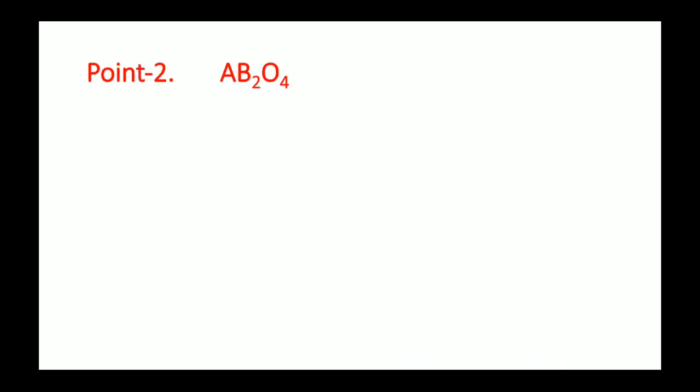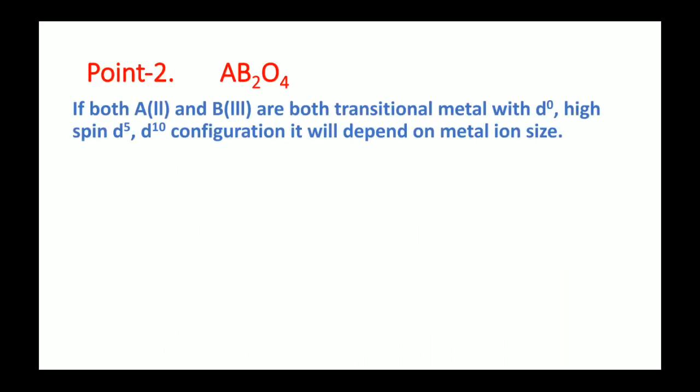And the point number 2 I want to say is that if both the metal ions, that means the metal 2+ and metal 3+, are transition metals with d0, high spin d5 or d10 configurations, then the spinel type will depend on the metal ion size. Because guys, for d0, d5, d10 the CFSE gain is actually 0. So in that case we cannot break the tie by CFSE values. So we have to choose another factor for the determination, and that is the size.